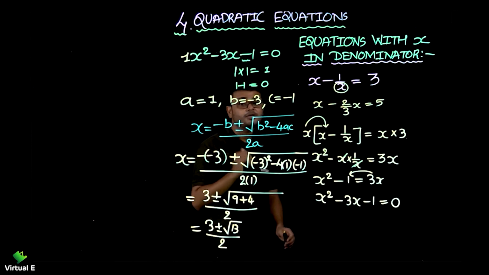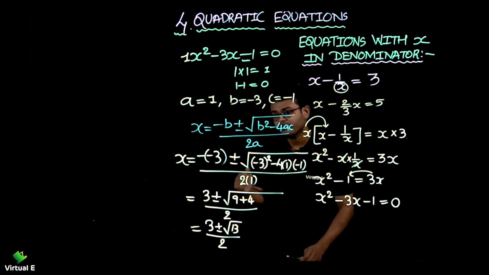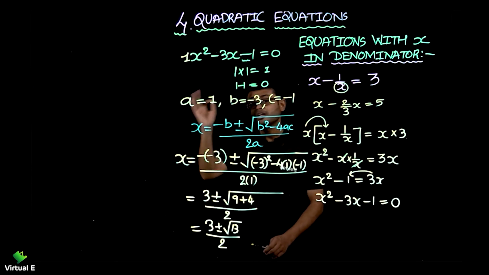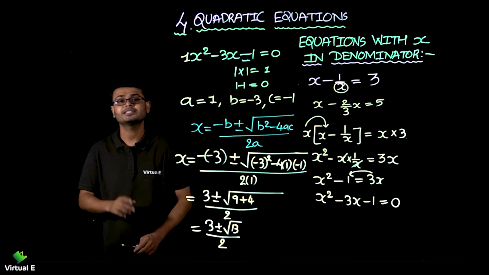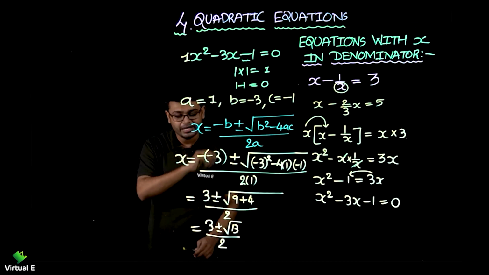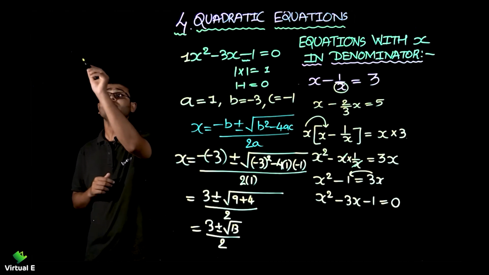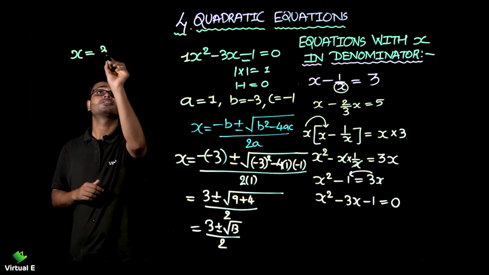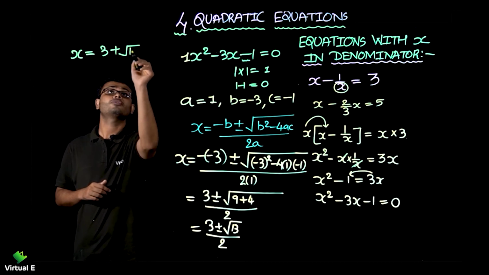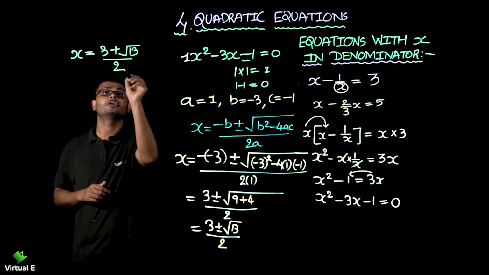What are those 2 solutions? See, it is here only in front of us. 3 plus or minus. So we are going to take 2 different cases, plus or minus. Let's do it. So x is equal to, I am taking plus first. So 3 plus square root of 13 in the denominator 2.